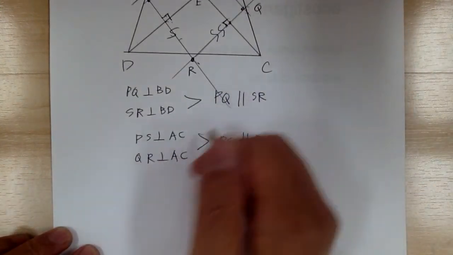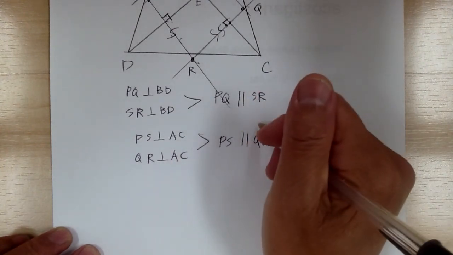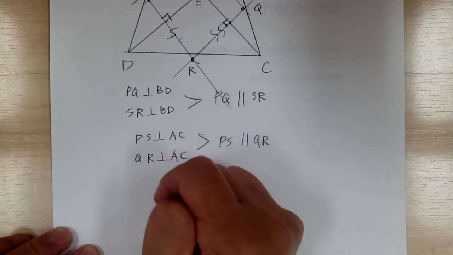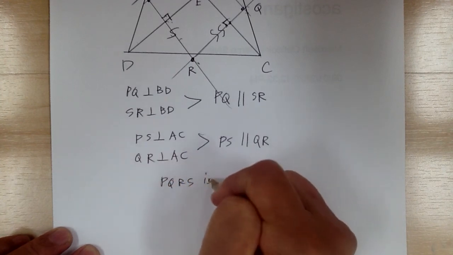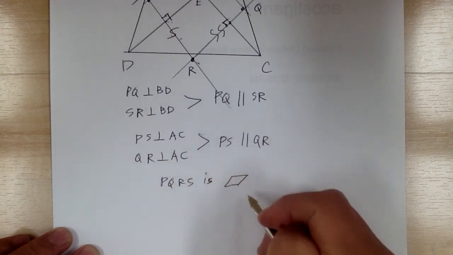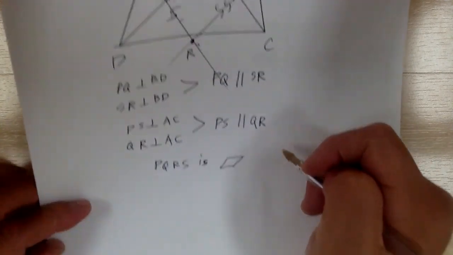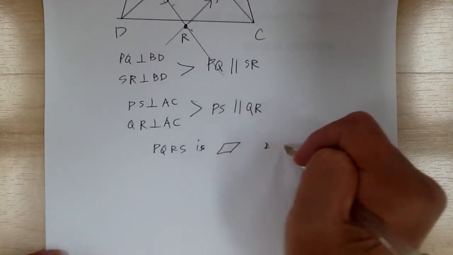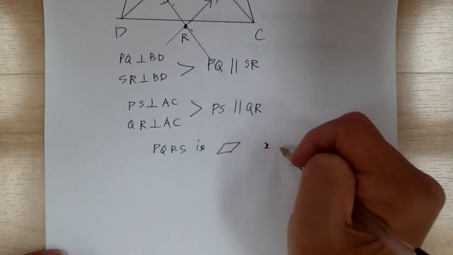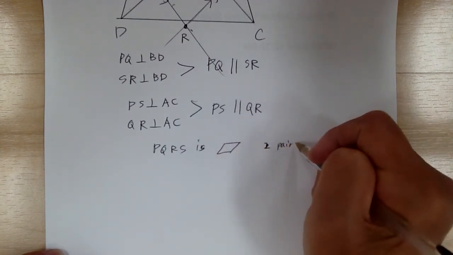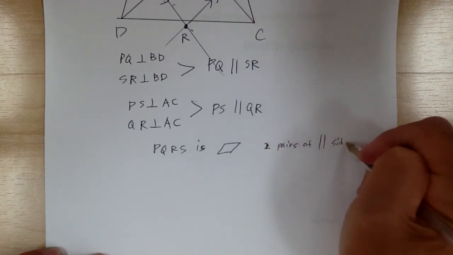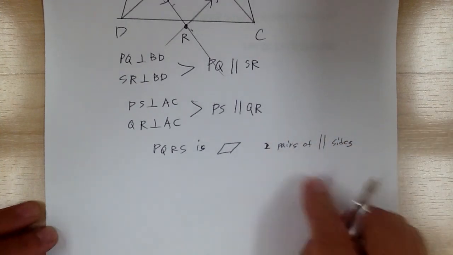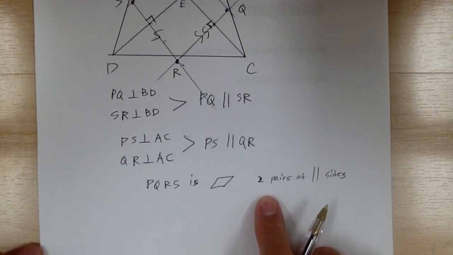And so from here, since you have two pairs of opposite sides that are parallel, you can see that PQRS is a parallelogram, because you have two pairs of parallel sides. And that's the definition of a parallelogram.